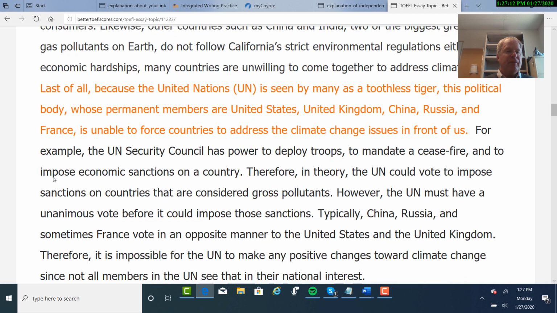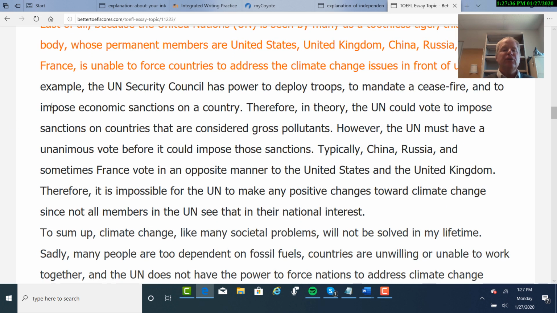Here's our concluding paragraph. Last of all, because the United Nations, the UN, is seen by many as a toothless tiger, this political body, whose permanent members are the United States, United Kingdom, China, Russia, and France, is unable to force countries to address the climate change issues in front of us. For example, the UN Security Council has power to deploy troops, to mandate a ceasefire, and to impose economic sanctions on a country. Therefore, in theory, the UN could vote to impose sanctions on countries that are considered gross pollutants.